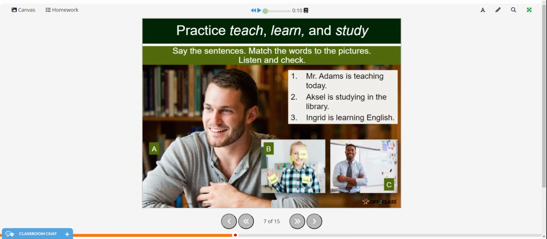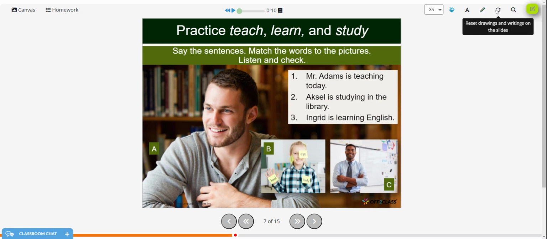Again, say these sentences and then match them to each picture below. Mr. Adams is teaching today. Axel is studying in the library. Ingrid is learning English.